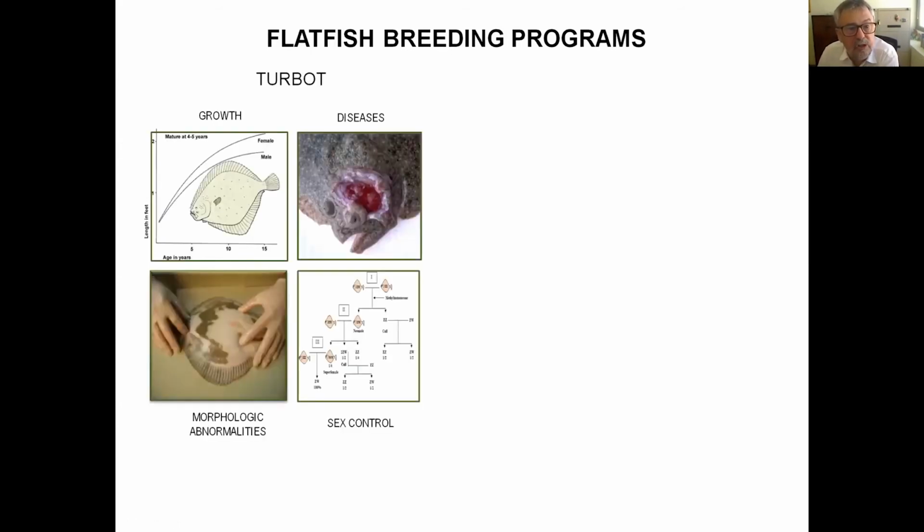But in addition to evolutionary issues, we are interested in flatfish breeding programs for improving production, because there are two important species in Spain, but especially the turbot, because it's the most important flatfish species produced worldwide. And the main targets for turbot improvement are growth, of course, sex control, because the females grow faster than males, and especially resistance to different parasites and bacteria.